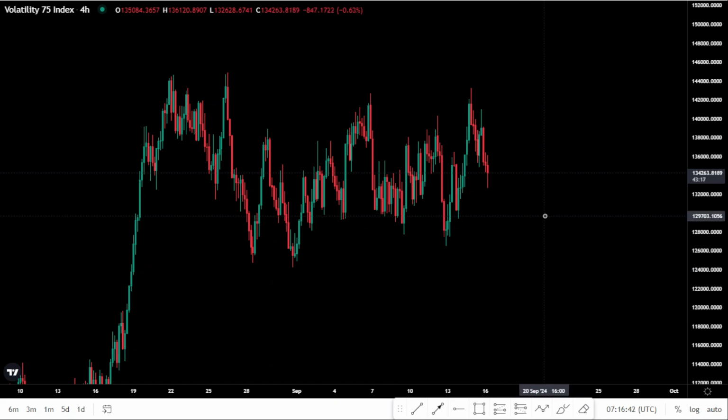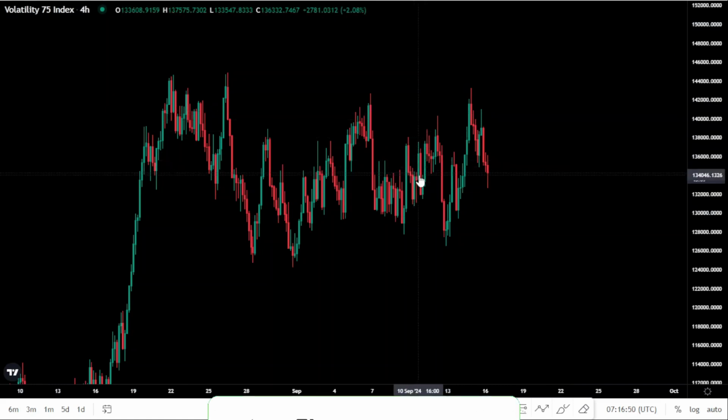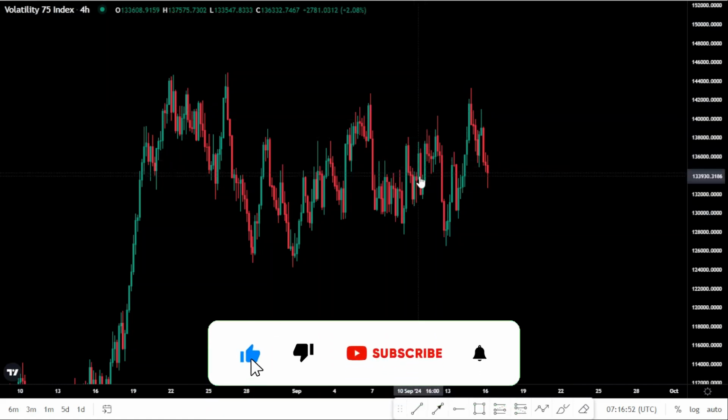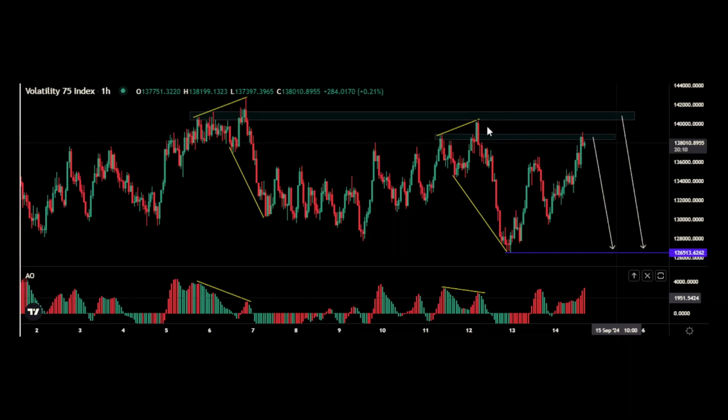So guys, I just want to share with you an update of this Volatility 75 trade. All right, and actually I gave out this setup on my free Telegram channel. So this was the setup.